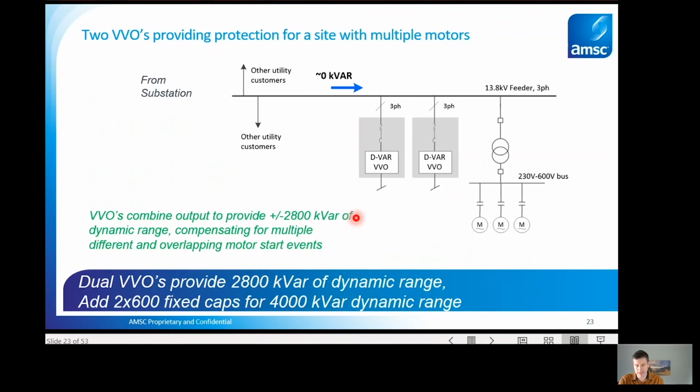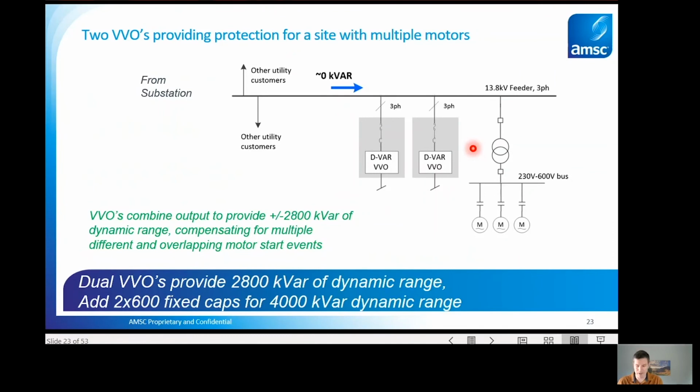And then that same concept of hybrid also applies to this. I'm not showing it on the single line, but basically we would have one 600 kVAR fixed cap bank on the load side of each VVO. And with that hybrid configuration and 2 VVOs, now we're all the way up to 4000 kVAR. So another very cost-effective way to get up to an even higher motor.